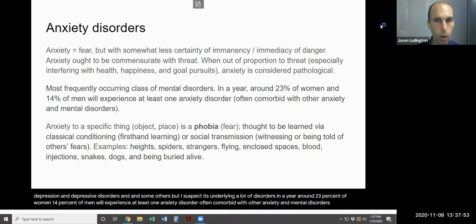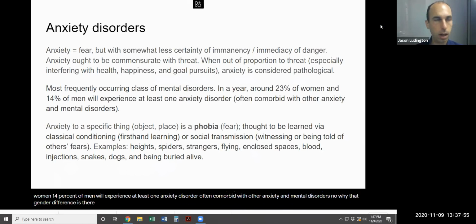I don't know why that gender difference is there. There are gender differences for all of the disorders in the diagnostic manual. You're always going to see that there's a percentage range for men and for women. And why is it different? We don't always know the answer. Sometimes we do.